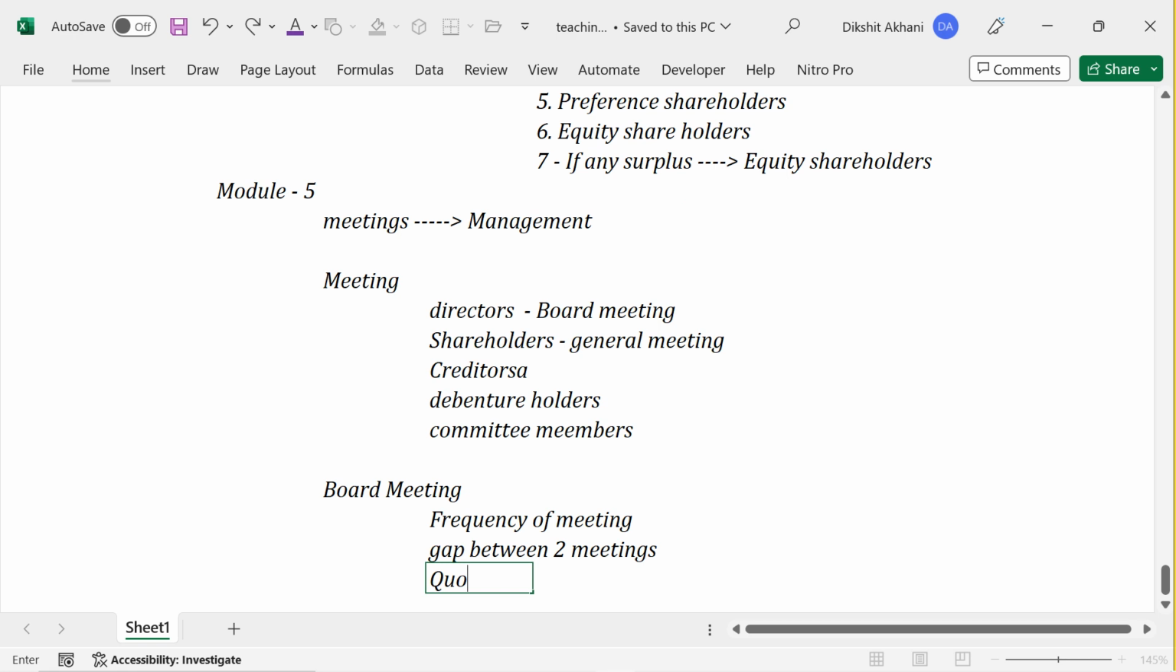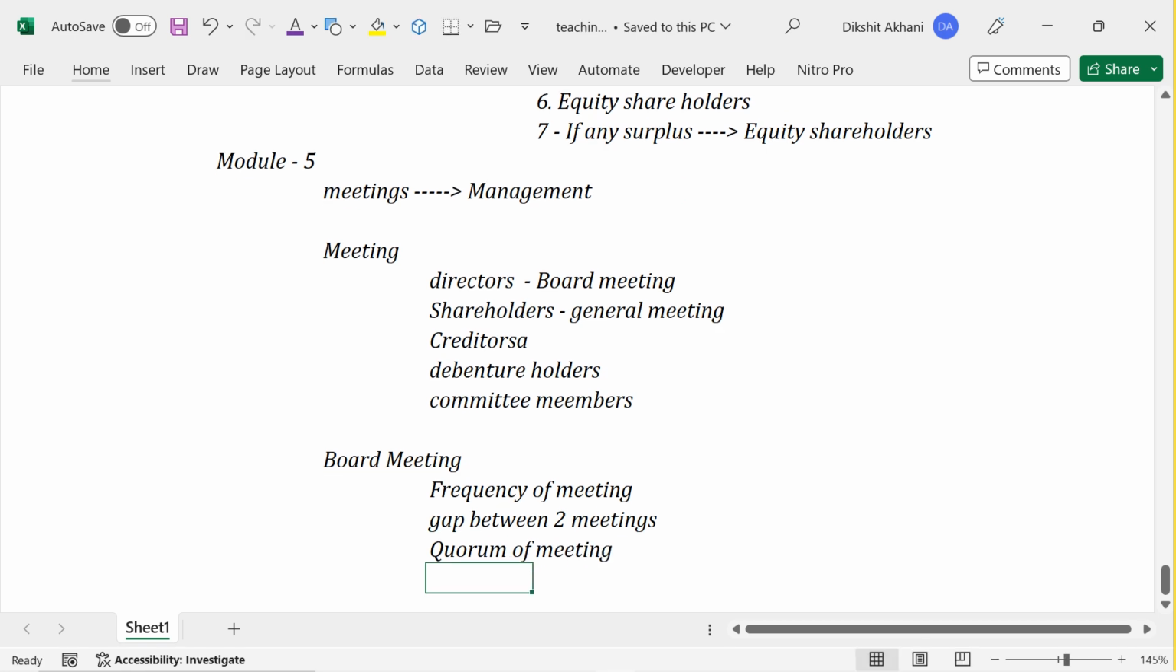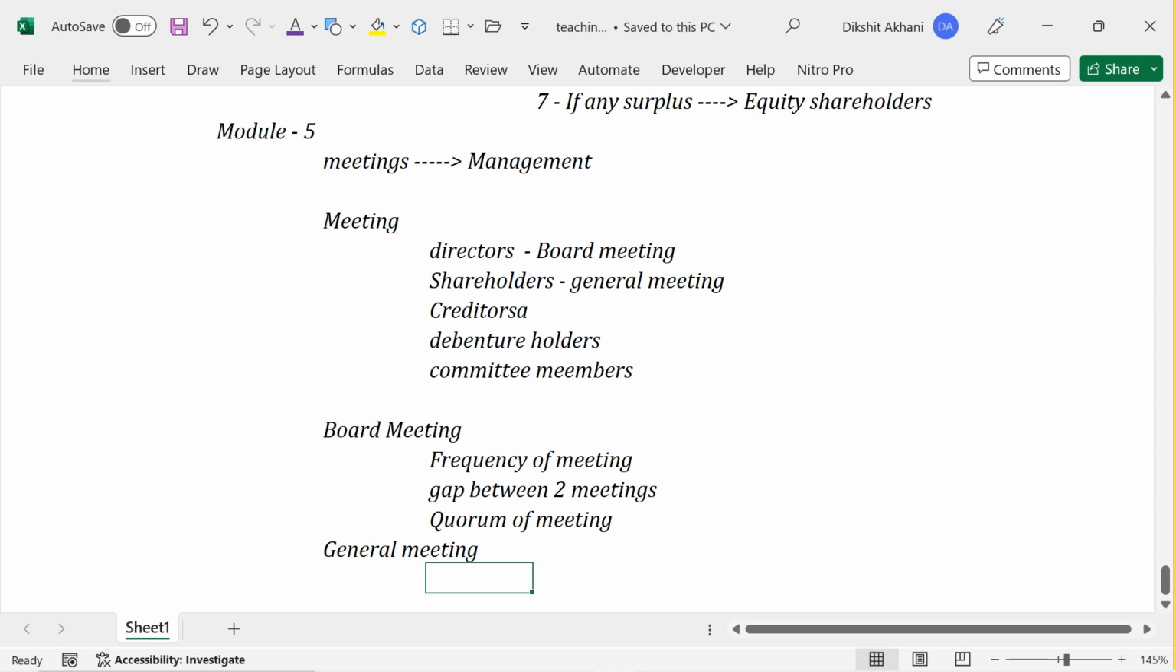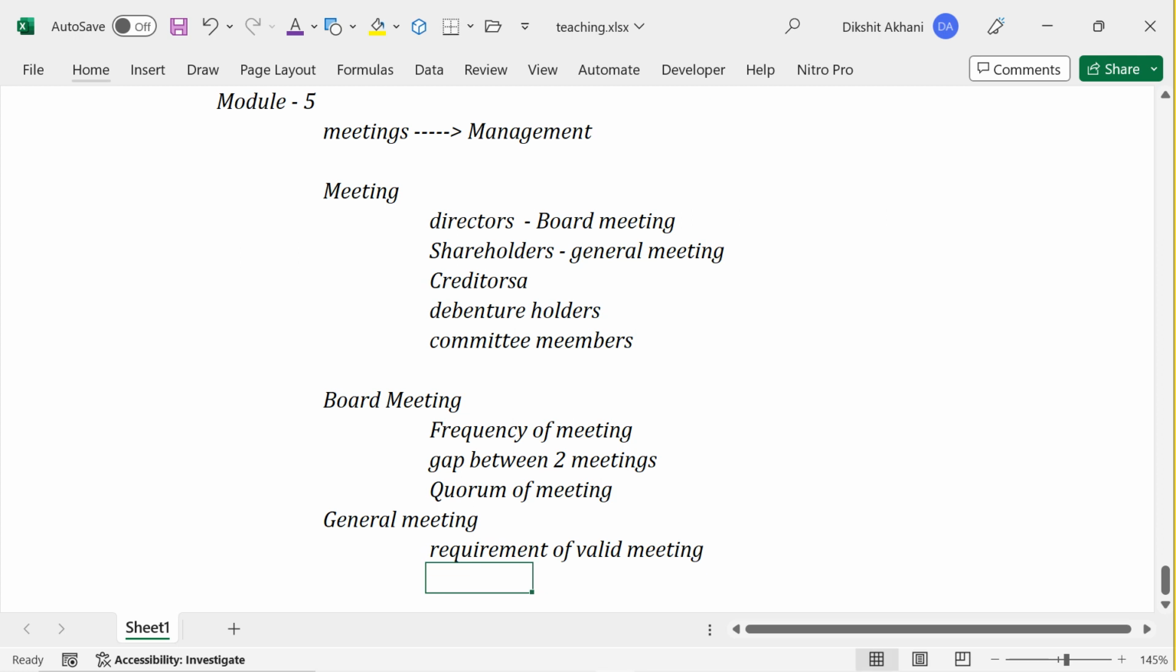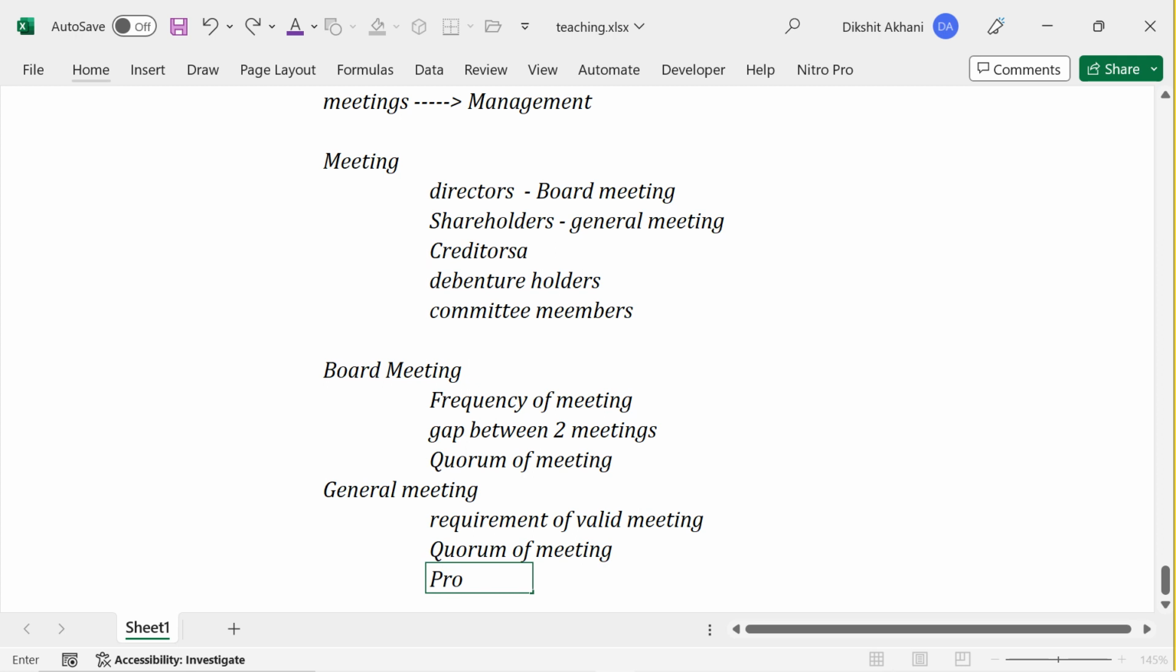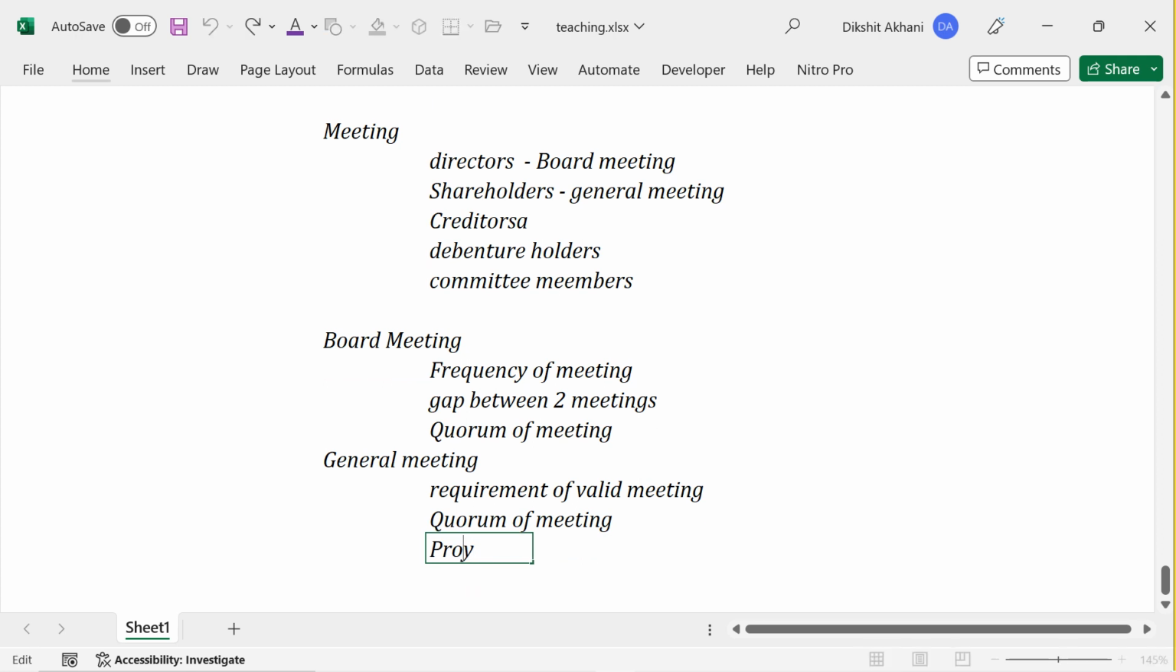What is quorum? Quorum means the minimum members required to start a meeting, right? Quorum of meeting इतना आपको याद रखना है. As far as the general meeting is concerned, you have to just learn about the requirement of a valid meeting. After then, quorum, and the last one is the proxy. This much you need to understand.